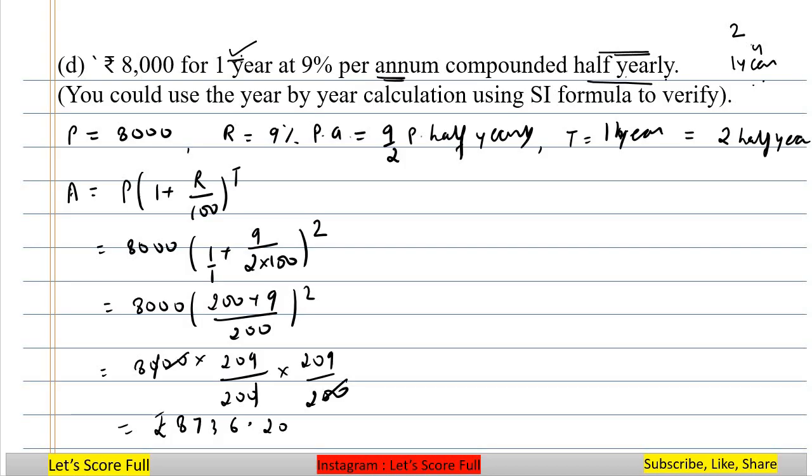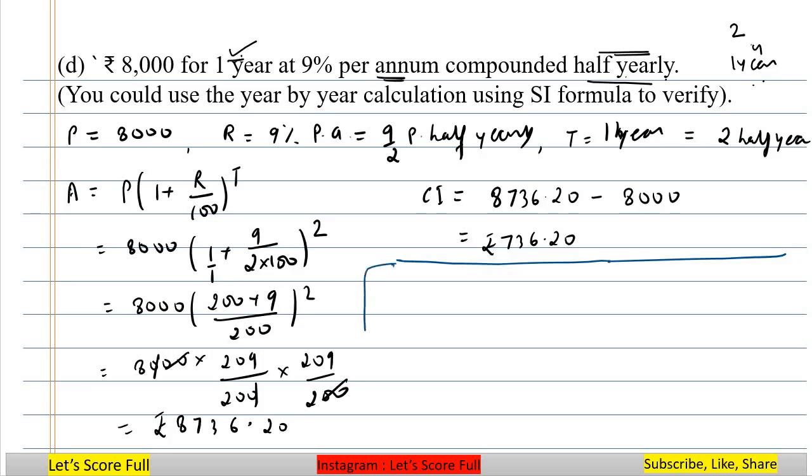8,736.20 rupees. To calculate the compound interest, it will be how much? Amount minus principal. Amount is 8,736.20 minus 8,000. That is 7,036.20 rupees is the compound interest. To verify year by year, we can solve here using a different method. Let's try that. I'll solve it here with a different color so that you can see the difference.